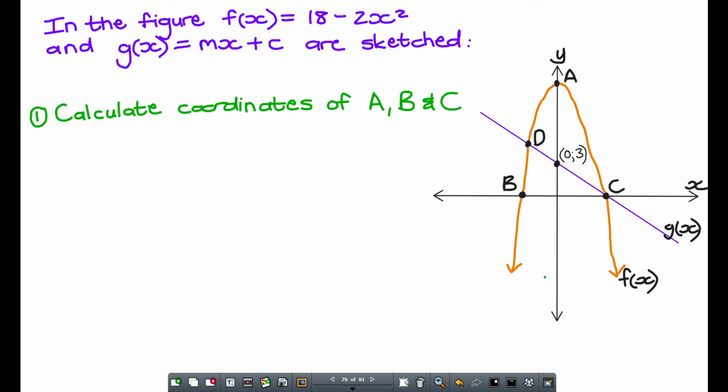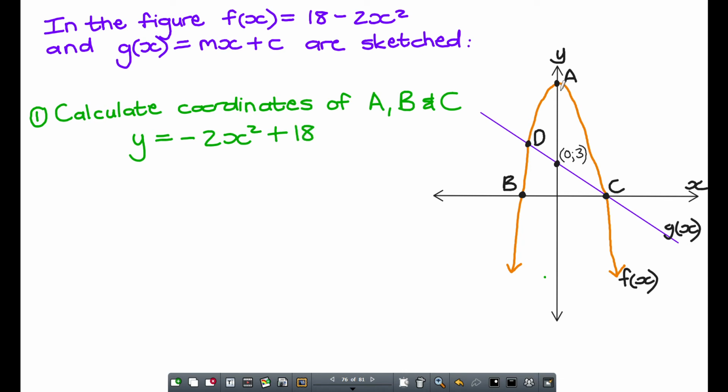Okay, so at number 1, it says calculate coordinates of A, B, and C. Okay, so first things first, we're working with the f(x), which is actually y equal to, and then instead of saying 18 minus 2x squared, gaan ek sê minus 2x kwadraat plus 18. Dis maar net die formaat wat ons hom graag wil hê, né?